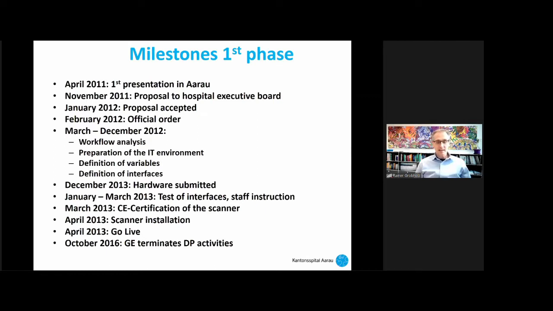I learned then that the companies are not very happy if you talk about data migration, because we had accumulated quite a lot of scans and annotations and also tests. And the firms were not very happy to migrate all this data.